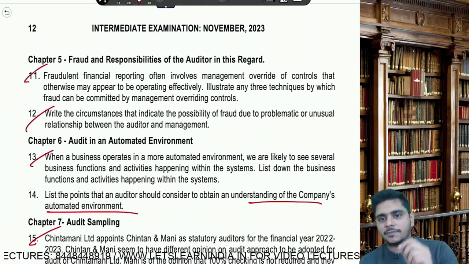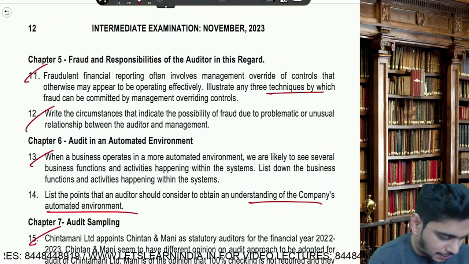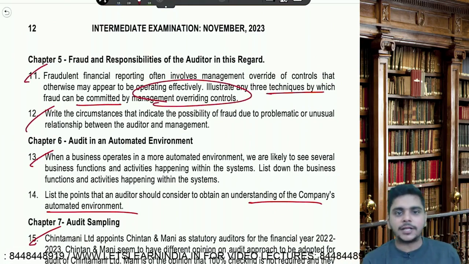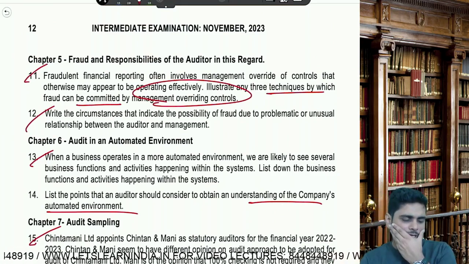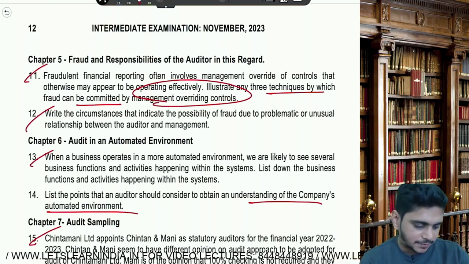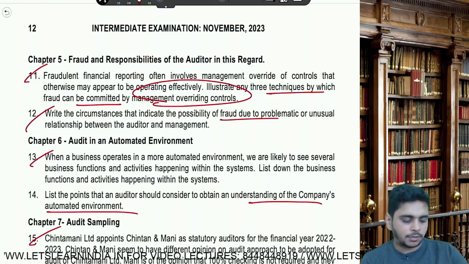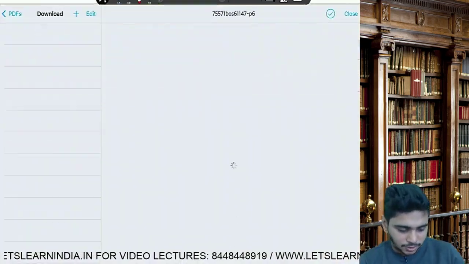11 and 12 are the same as in the module. Illustrate any 3 techniques by which fraud can be committed by management overriding controls. We have done this in the module. And write the circumstances which indicate the possibility of fraud due to problematic or unusual relationship between the auditor and the management. Both are module questions, no new variety.